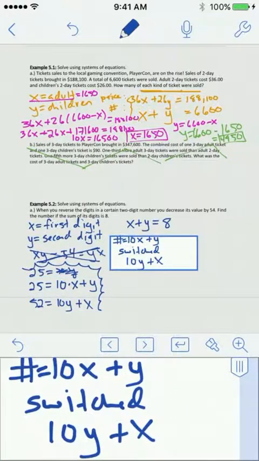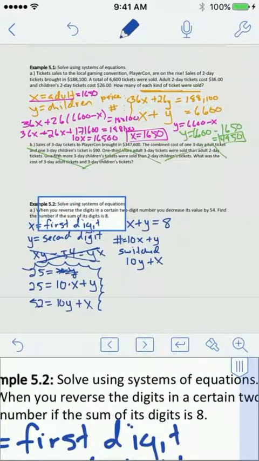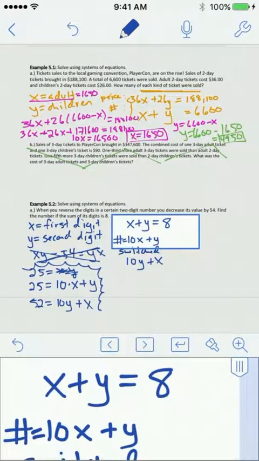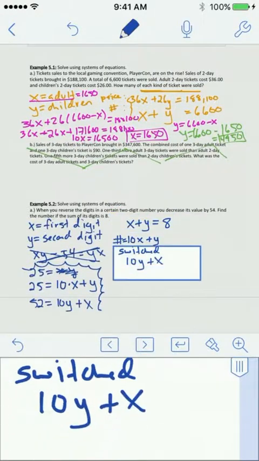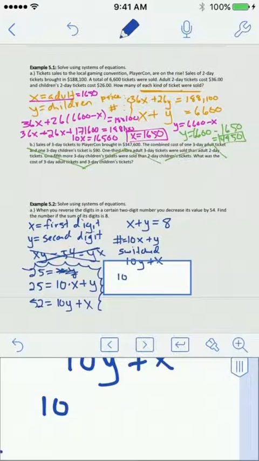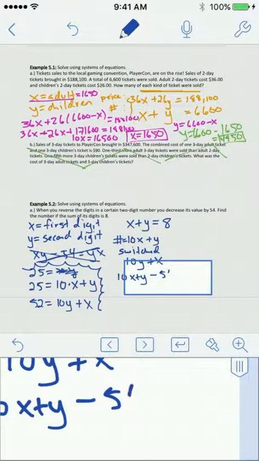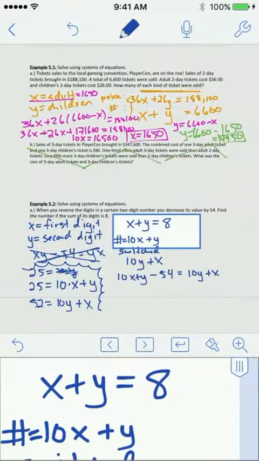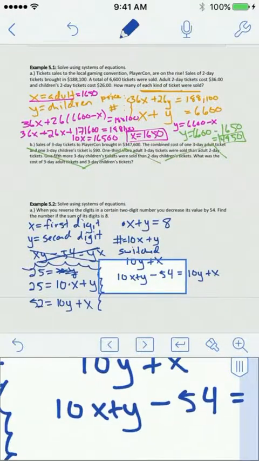Now I know something about these two expressions. I know that the first one, if I reverse it, I've decreased its value by 54. So this first one, take away 54, would be the second one. So my second equation comes down to 10x plus y, my first number, minus 54, is equal to that switched version of my number. Notice, this is a lot of information given in these two sentences, but now I successfully have two equations.